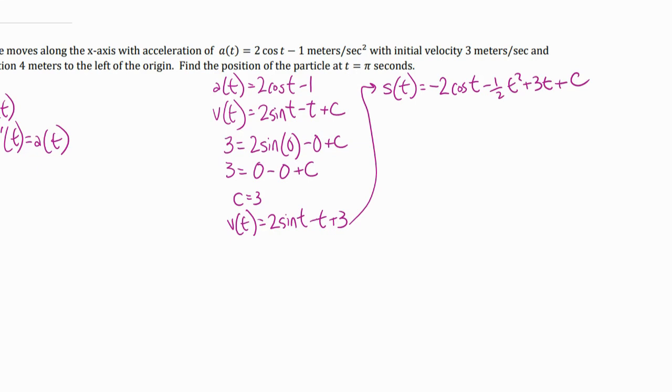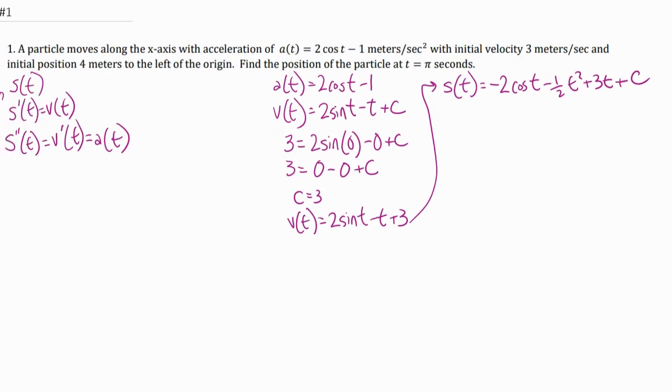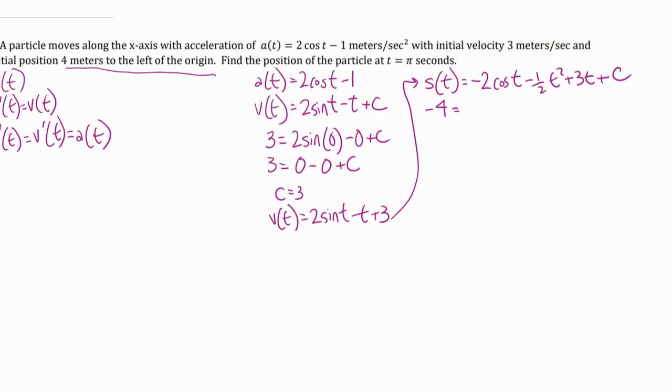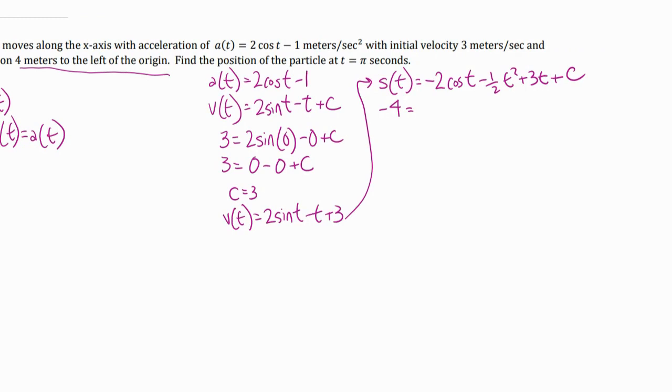And then again, we're told the initial position is 4 meters to the left of the origin. So left of the origin would mean my position initially is -4. So don't forget to keep track of your positives and negatives. And I am going to plug in, because it's an initial value, t is equal to 0.